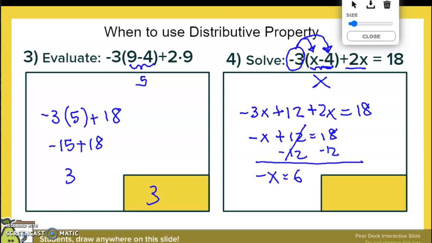Okay, now, but I don't want negative x to be some value. I want x. So how can I get rid of this negative sign? Remember, negative sign just means -1 is being multiplied to x. So I can divide both sides by -1. So then this becomes 1 and cancels out. And so x is equal to 6 divided by -1. So that's just -6. My final answer is -6 here.